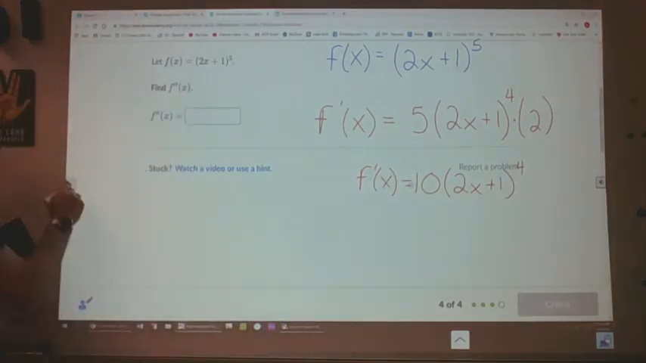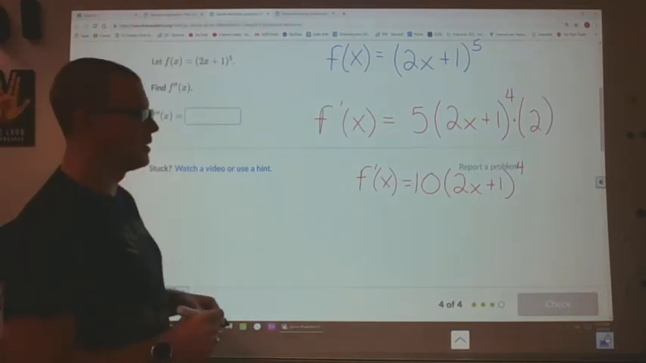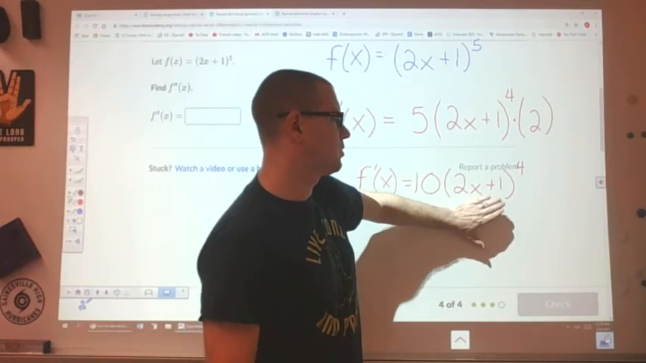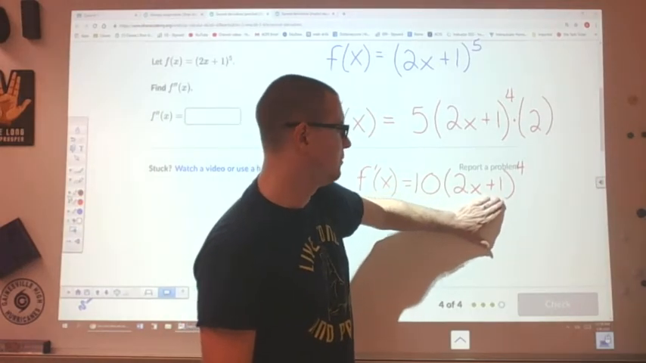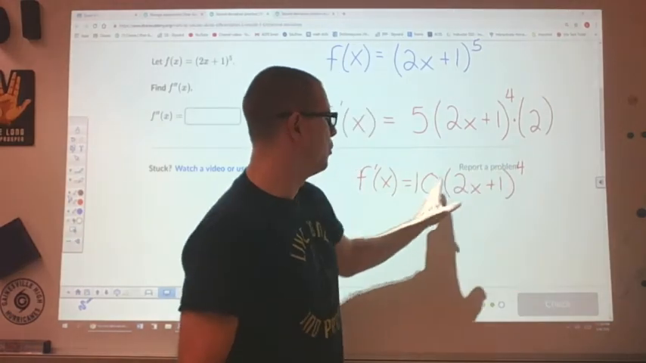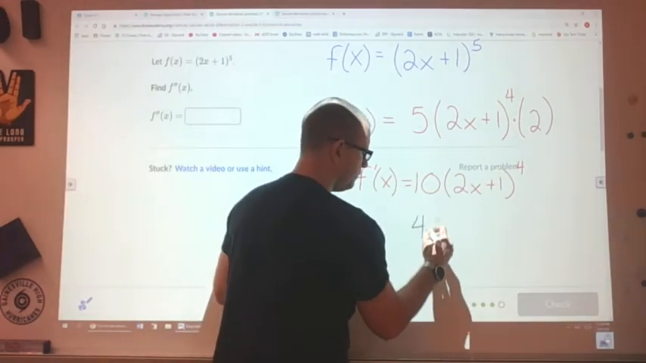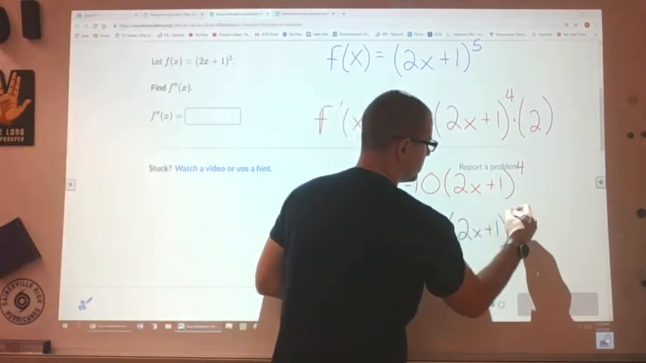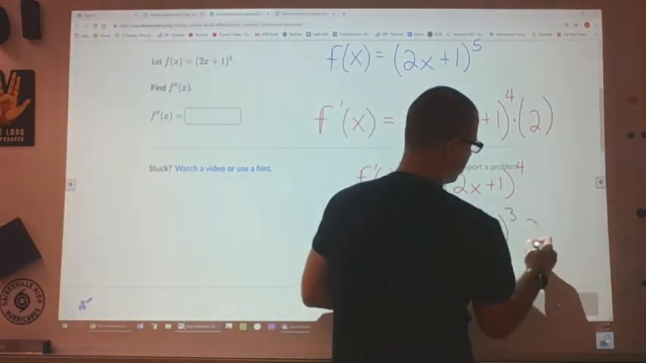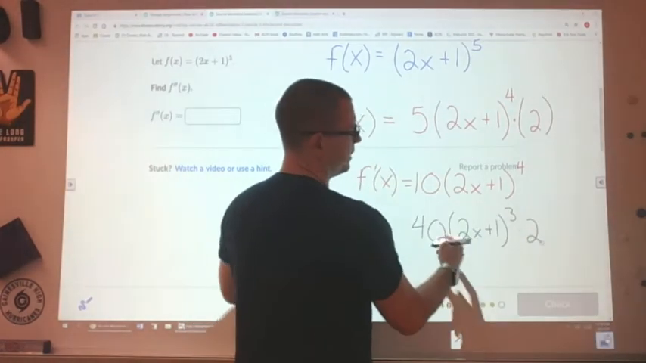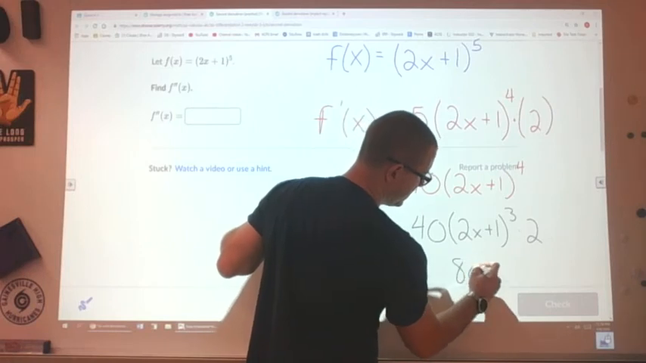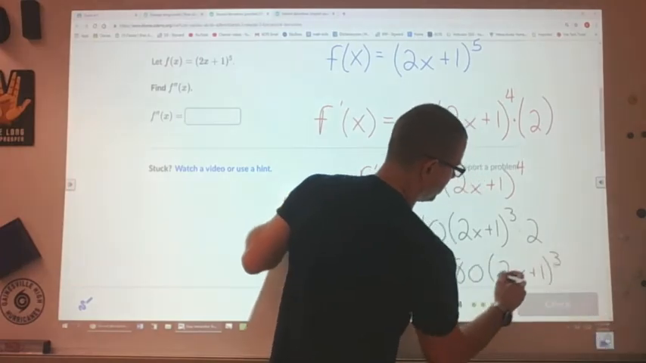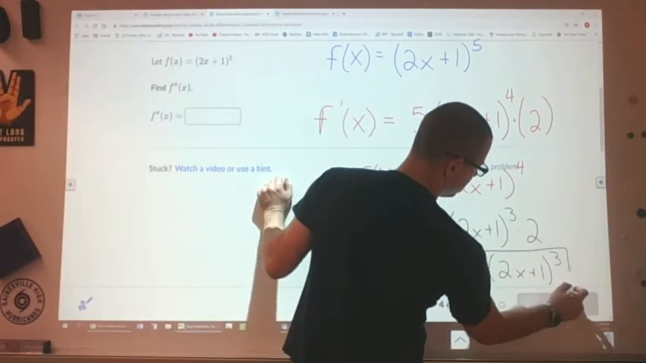And then the second derivative here is going to work just like that. It's really the same type of function. It's going to be chain rule again. But we can use what's called the modified power rule for chain rule here. So the power comes down. 4 times 10 is 40. And then we would have the 2x plus 1 to the third power, and then just times 2. And then simplifying, that would be 80 times 2x plus 1 to the third power as my second derivative. That's going to be my answer.